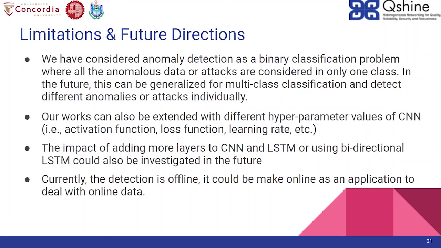The impact of adding more layers to CNN and LSTM, or using bidirectional LSTM, could also be investigated in the future, as we only used one CNN layer and one LSTM layer. Currently, our intrusion detection system is offline, but it could be made online as an application to deal with online data. Thank you all.